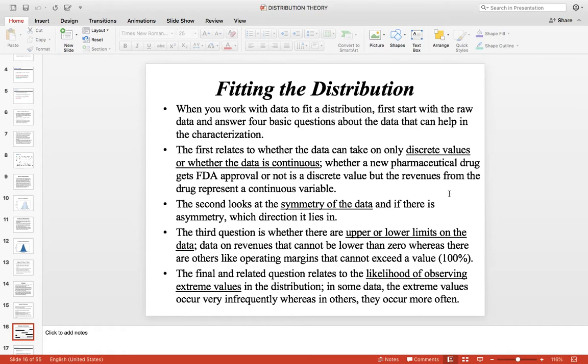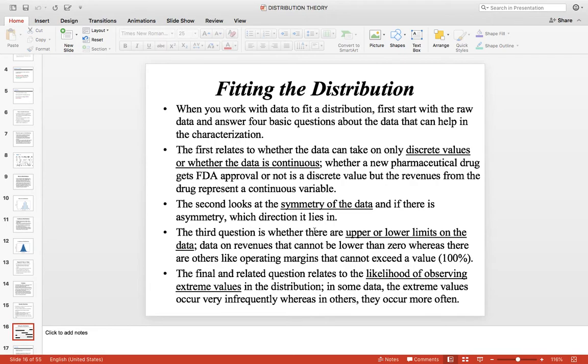The second looks at the symmetry of the data, and if there's any asymmetry, in which direction does it lie. So first we look at whether the data is discrete or continuous. Then we look at whether it's symmetric or not, and if it's not symmetric, the extent of its asymmetry. The third question that we ask is whether there is an upper or lower limit in the data. This is very, very important, because unless you know the limits of the data that a distribution requires, you cannot fit the distribution.